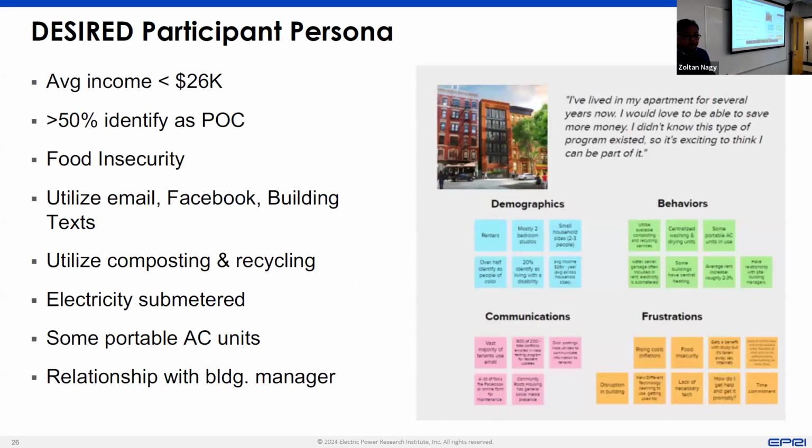So here is one of the things that we did. If you're going to design a program that's directed towards a particular audience, you may want to know, what is the nature of your audience? Who are you targeting, your target market? So we developed a persona for these users, and across these communities that we saw, the average household income in that community is less than $26,000 a year.